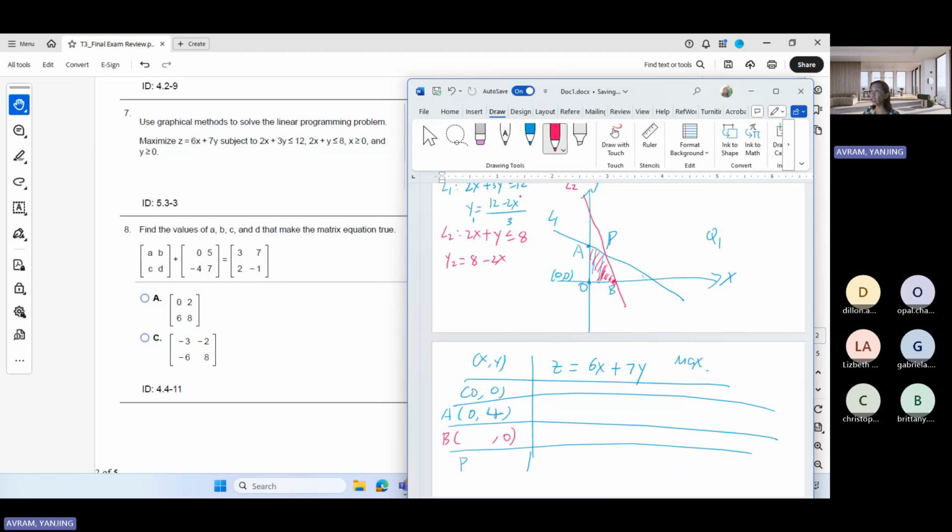So for the B point, you need to look at L2. On L2, y will be 0, right? So you have 2x plus 0 equal to 8. So x will be 4. All right, so that is your A and B.